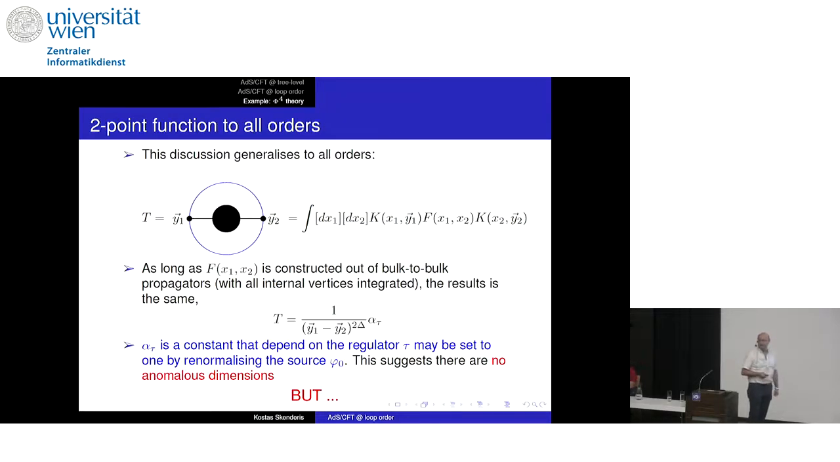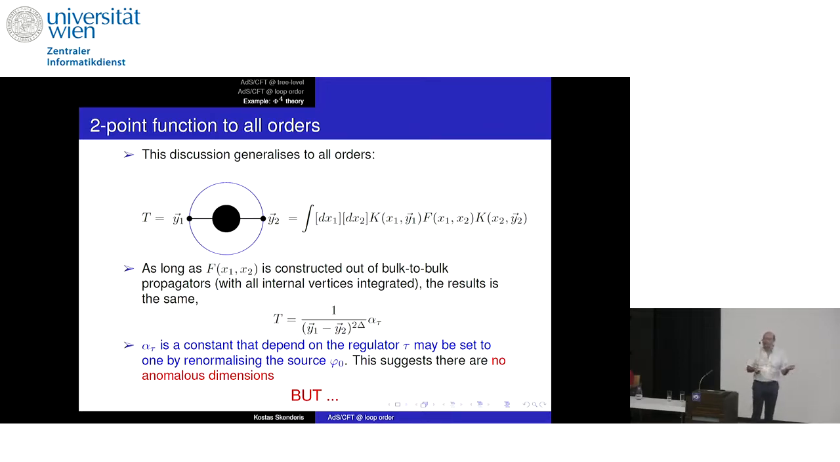Now that actually generalizes to all orders. So if you have, again, a correction to the two-point function, you have a kernel here that contains bulk-to-bulk propagators and so on. So I can run exactly the same argument, doing the same change of variables. This all depends on the quantities having well-defined transformations under conformal transformations, and then the answer is the same. Now that constant over here, which depends on the regulator, is infinite. It can be removed by just renormalizing the source, because it's just multiplicative.